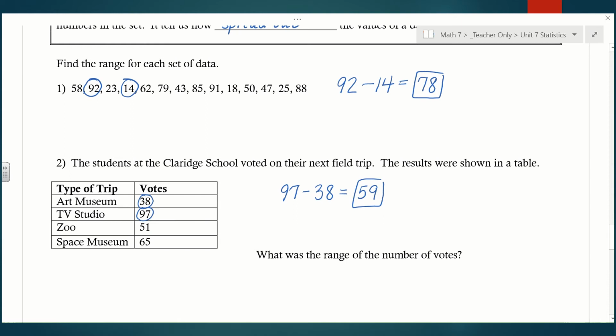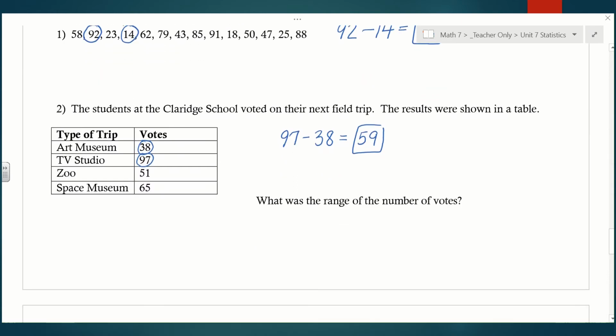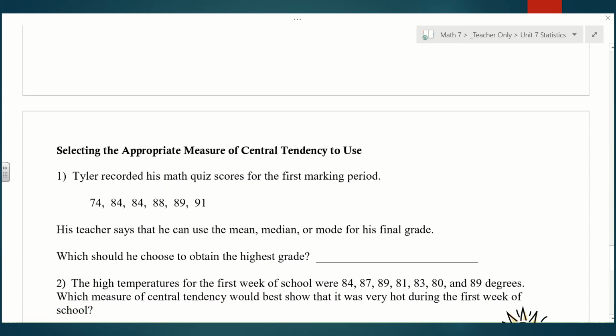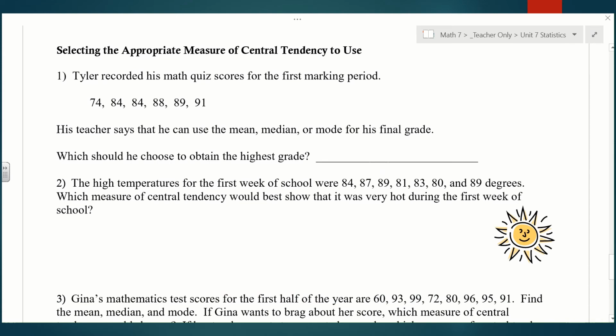Okay, so those are all the different measures of central tendency plus the range. The last thing we're going to talk about today is when to use which thing. When to use the mean versus the median versus the mode versus the range. And so that's what this whole back page is about.